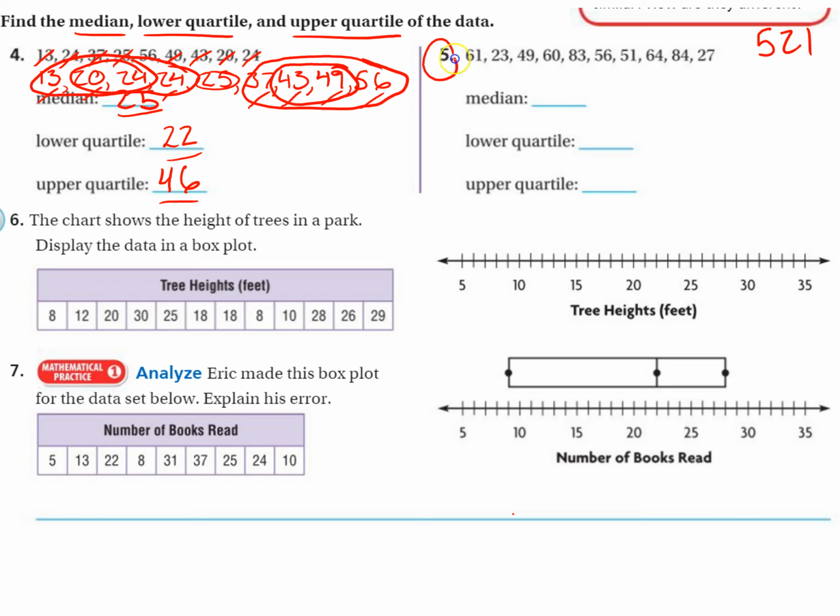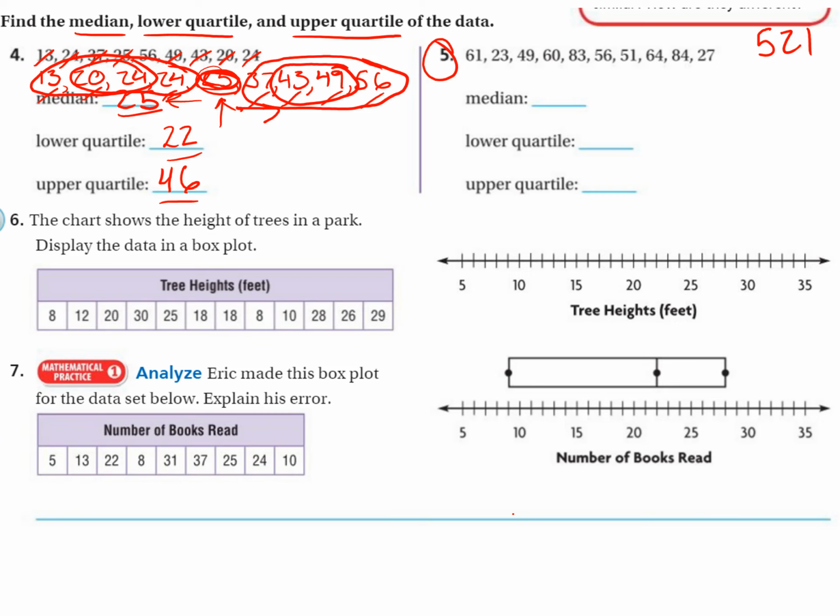All right, you're going to do the same process to find the median, lower quartile, and upper quartile for number 5. So first, put these numbers in order from least to greatest. The median is the number in the middle. The lower quartile is the median of the numbers to the left of the median. If there's two numbers in the middle, remember you add them together and divide by 2. The upper quartile is the middle of all the data to the right of the median.